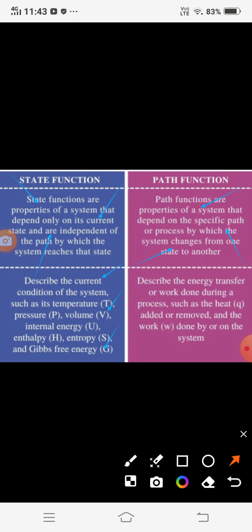And what are the path functions? They describe the energy transfer or work done during a process. They do not tell about the ultimate state that is obtained. They talk about the paths followed, what energies are released or gained, and how the process has occurred, such as heat, which is actually the transfer of energy. It is not a single situation, it is a flow. You have studied in the Carnot cycle that T1 was a high temperature reservoir and T2 was a low temperature reservoir, but Q1 and Q2 were the heat transfer pathway, meaning that Q is about the pathway, and so is the work done by the system.